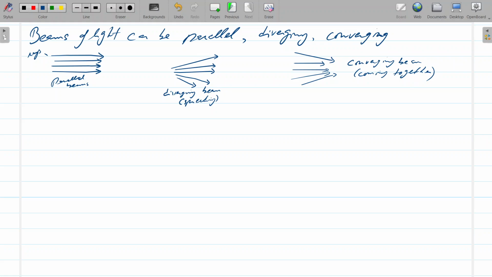It's not just light, because light is part of the electromagnetic spectrum. Other regions of the electromagnetic spectrum, such as radio waves and X-rays, and certain mechanical waves, such as sound waves, can also be made into beams. It just depends on how they are generated and how they are focused. So it is possible to have beams of sound waves or beams of X-rays. It's not just visible light. All right.